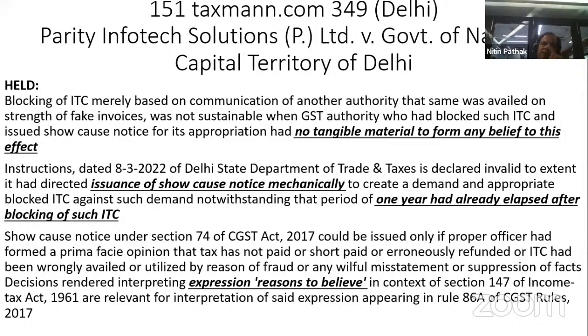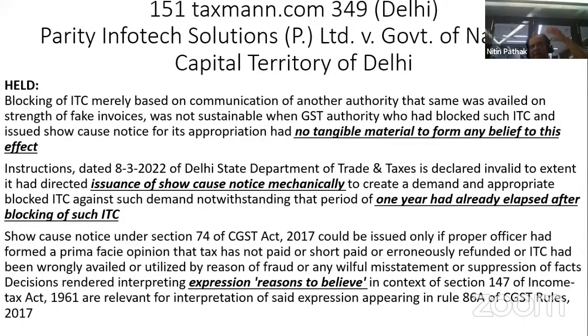For this, you have not sold the goods. There are certain materials because the party itself considers that this is bogus billing. These are the tangible materials you need to provide to Parity Infotech. Then only you can deny.